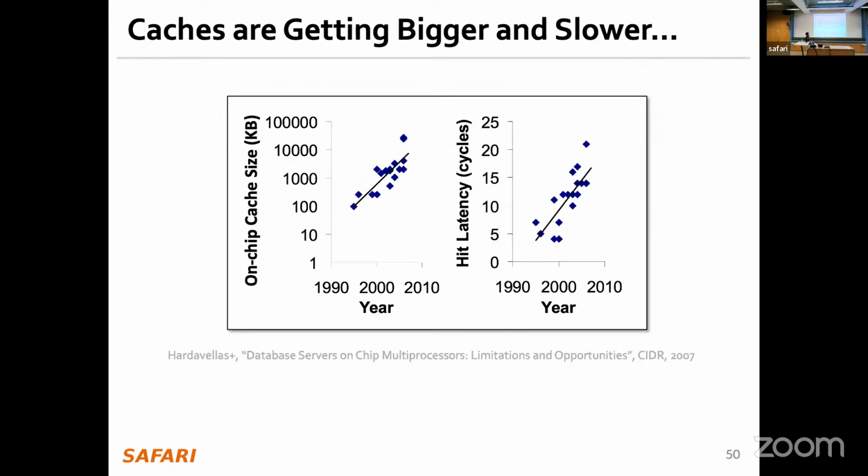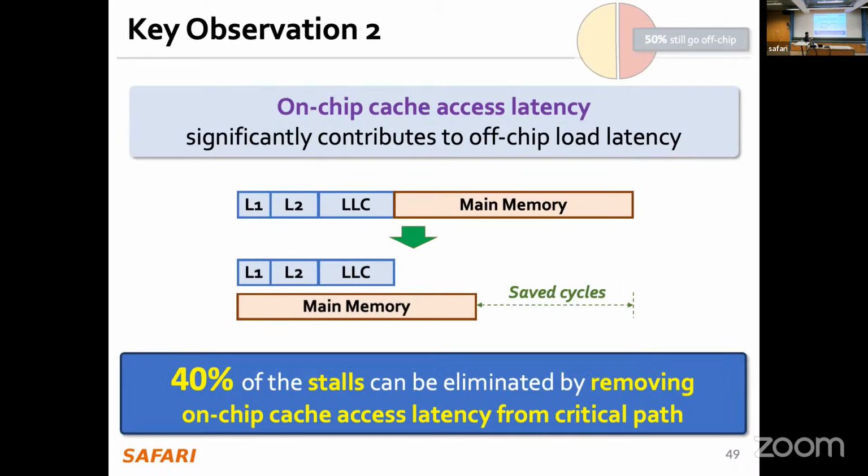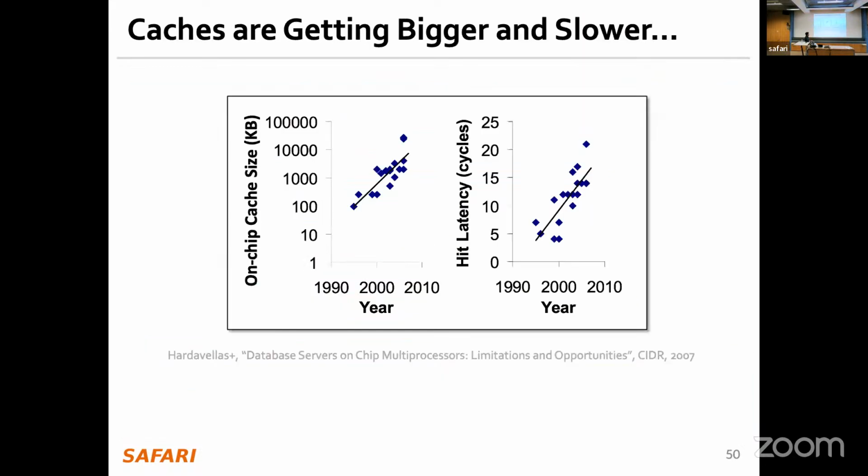Okay. Now the problem here is that the L1, L2, and LLC lookup latency by itself is also huge, and the trend shows that this is not going to get faster anytime soon. We cited a couple of studies from at least a decade earlier, from 1990 to 2010. Here you can see that on-chip cache sizes are increasing at a pretty stable rate, and the hit latency is also increasing at a pretty stable rate. That's a study that was done in 2007.